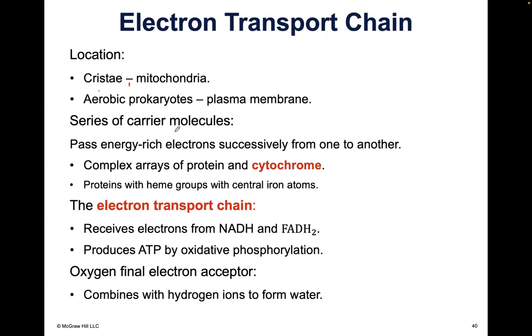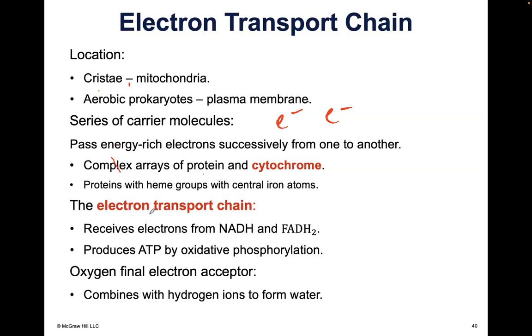So we have a series of carrier molecules here. What do we mean by a series of carrier molecules? The meaning is that in every section we have a carrier protein which is going to carry to another level. The energy-rich electrons, which are energized electrons, will successively move from one carrier to another along the transport chain. There is a complex area of proteins and cytochromes, which help the movement of these electrons. These are proteins with a heme group with a central iron atom, which would also be involved in the reaction.